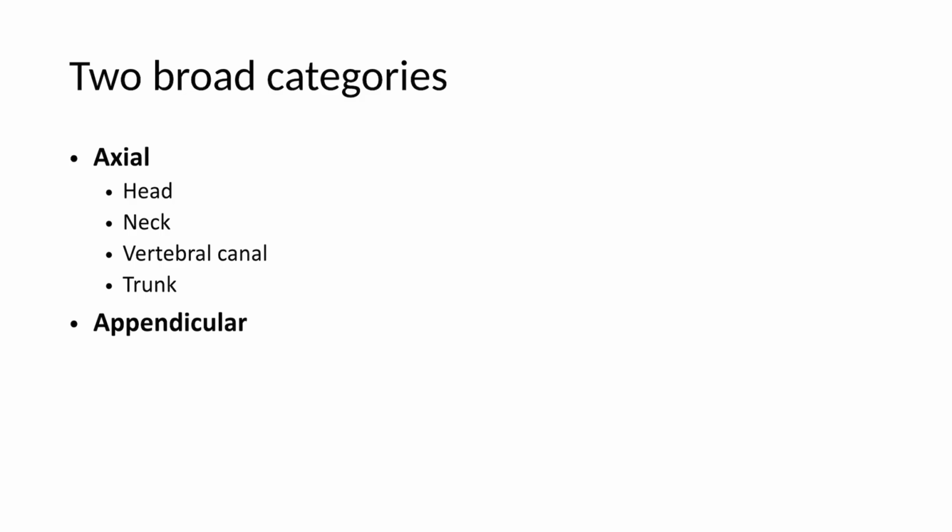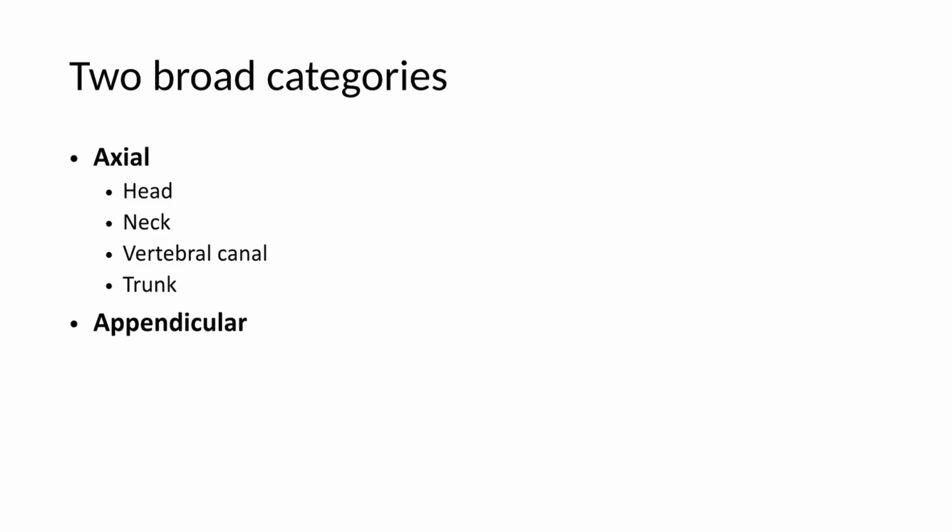In terms of organization, and when we're thinking about the entire body, we can cut it up into two broad categories. Again, these are broad categories. And that would be the axial portion of the body. And then we have the appendicular portion of the body. In terms of the axial portion of the body, we're talking about the head, the neck, the vertebral canal, where you find your spinal column, the trunk, and then everything else will be the appendicular section.